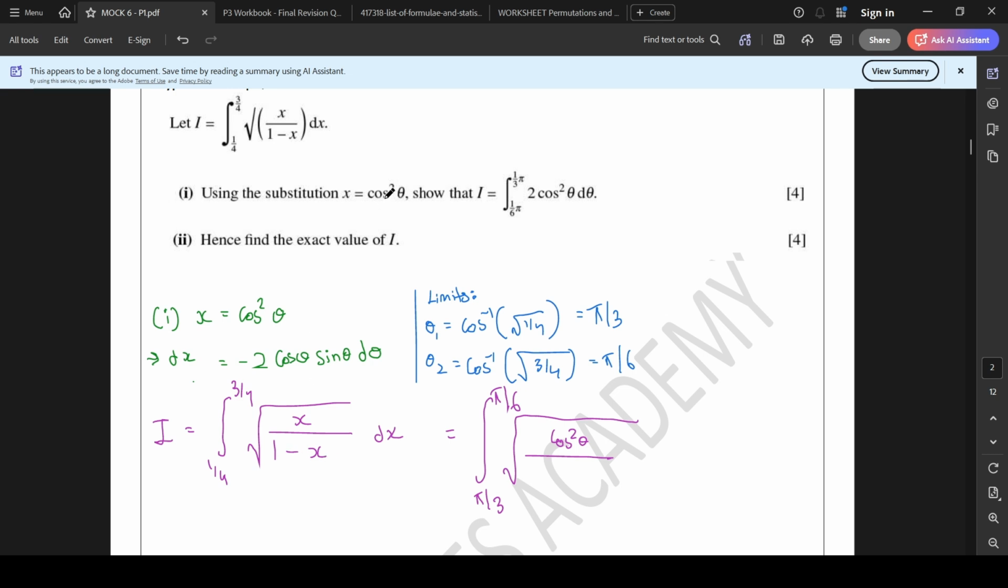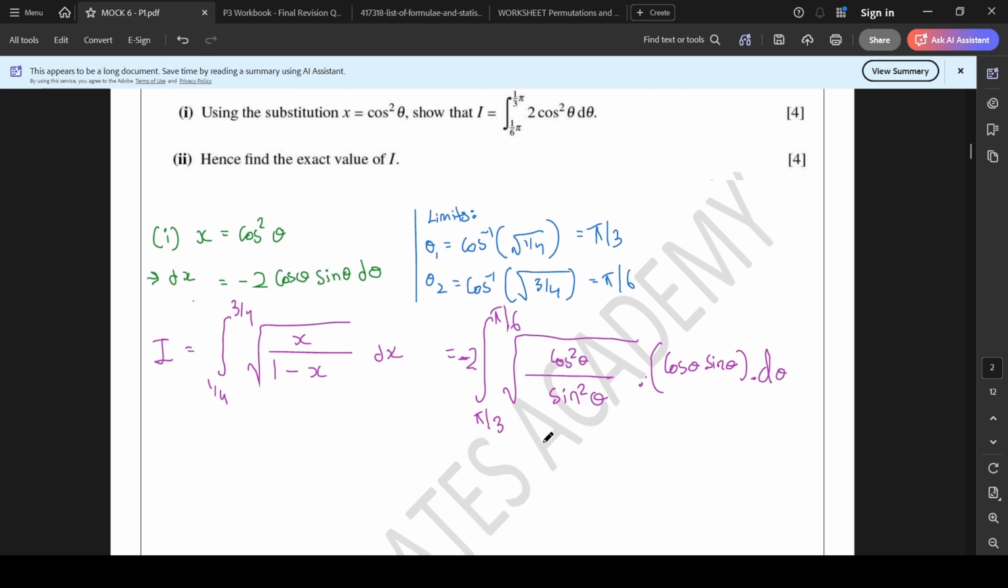And 1 minus cos square is sine square theta. And then this is multiplied with minus 2. I can just write minus 2 outside the integral and then multiply this with cos theta sine theta. And then d theta at the end. How can we simplify it further?